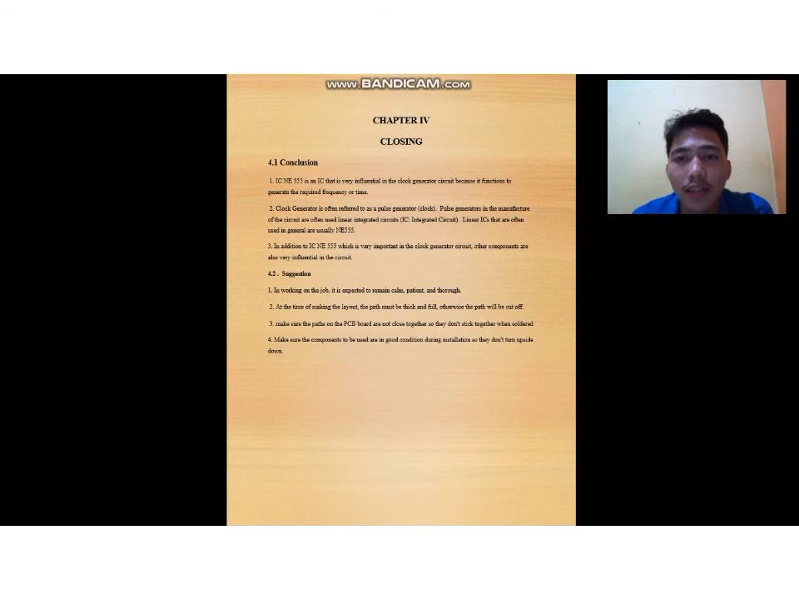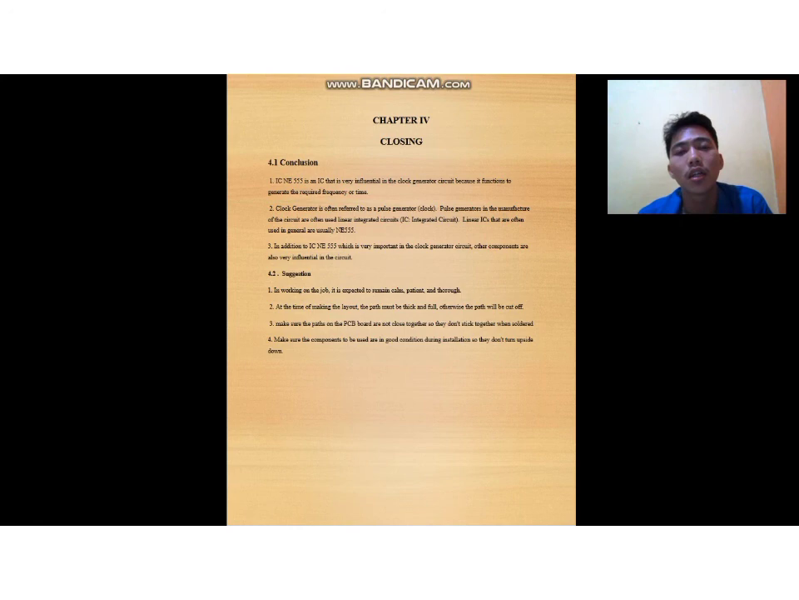Pulse generator in the manufacture of the circuit often uses a linear integrated circuit or IC. Linear ICs that are often used in general are usually the NE555. And finally, in addition to the NE555 IC, which is very important in the clock generator circuit, other components are also very influential in the circuit.